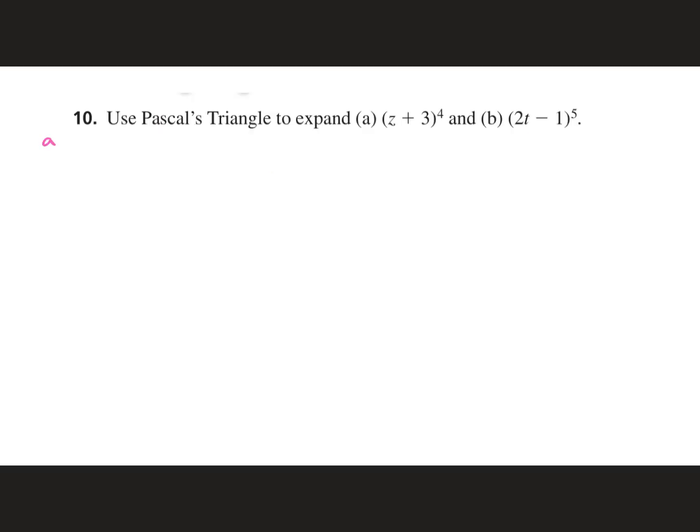So let's start with A. So we have z plus 3 to the 4th power. So we're using the 4th row of Pascal's triangle. What are the coefficients from the 4th row? So it's going to start with 1, 4. What came next in the 4th row? 1, 4, 6, 4, 1.